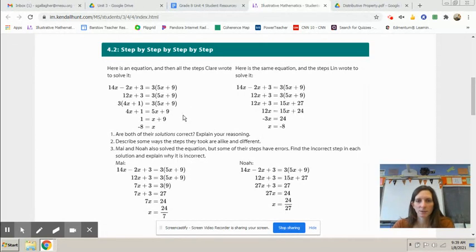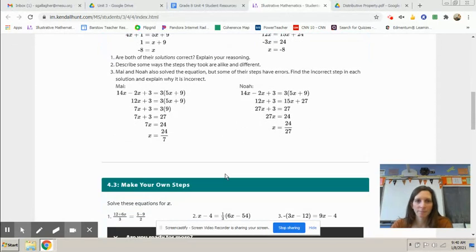Some of the ways the steps are alike and different. So they both started by combining like terms in this step here, the 14x minus 2x equals 12x. Then in the next step, they started to differ. So this person decided to rewrite 12x plus 3 using the distributive property and then divide both sides by 3 and go on from there, where this person undid the parentheses using the distributive property and then subtracted 3 from both sides and went on from there.